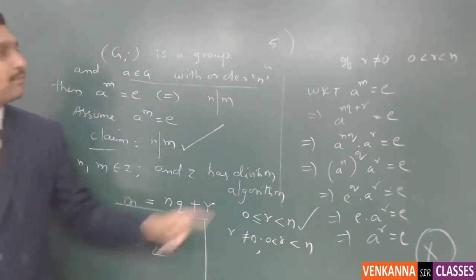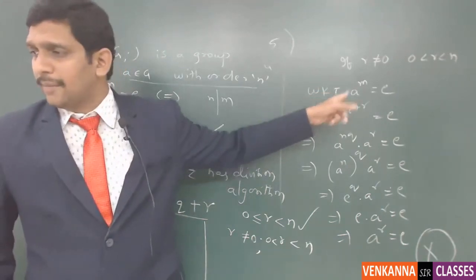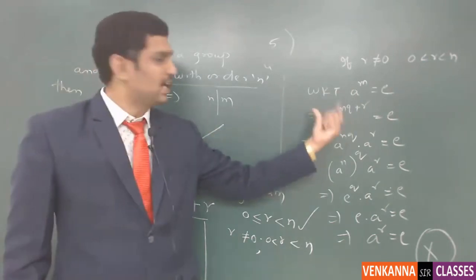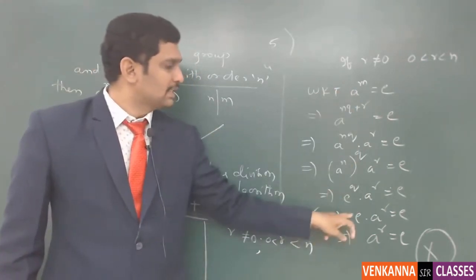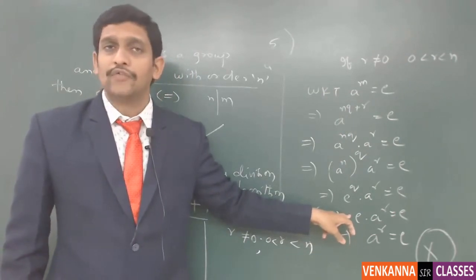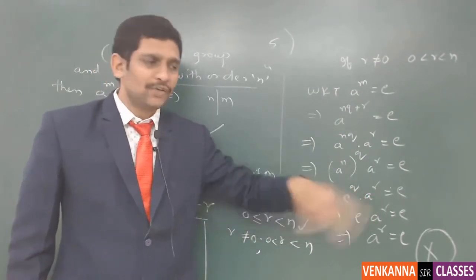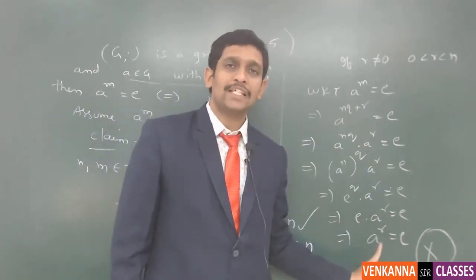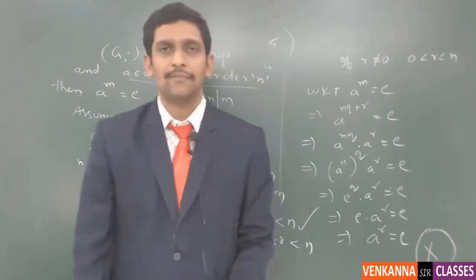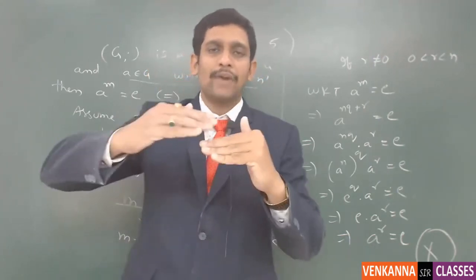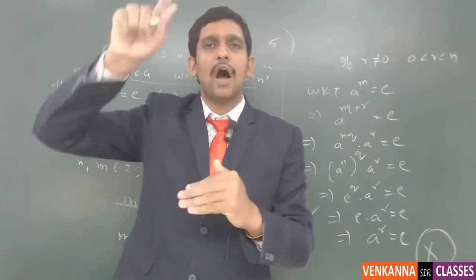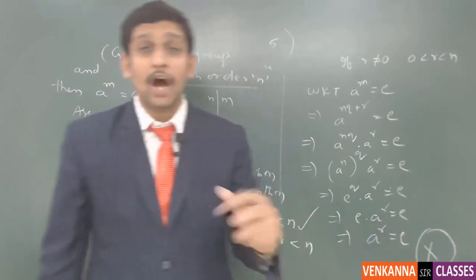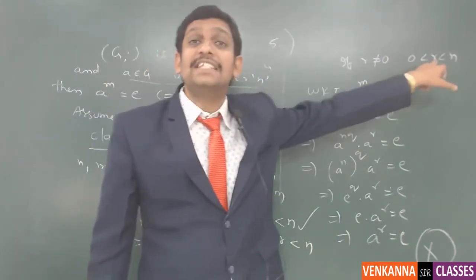That is what I am saying. Why? Because you know that a power m is equal to e. You got a value for m. Substitute here, you simplify this. Since e is identity, if you multiply any element with identity, you will get the same element. So a power r is equal to e. So at this point, we have to understand that r is a number. I am raising the powers of a up to the number r. I get identity. And I have one more thing, that r is less than n.